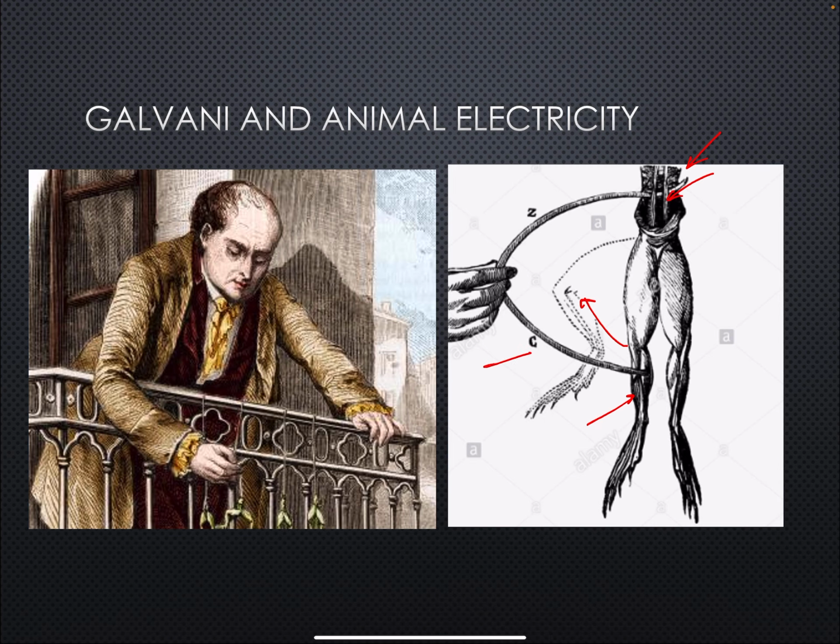The moment he connected a wire, he created a path for the current. So the source of the current, or the electricity, was the animal itself, and the wire created a path for it. Therefore, electricity was flowing from the animal through the wires.